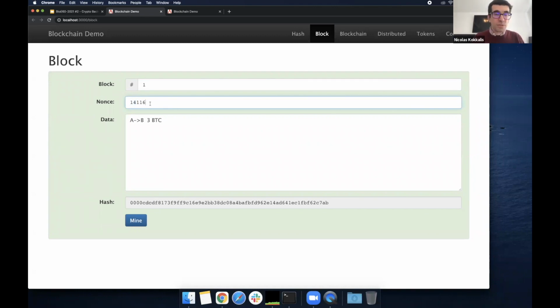If I was doing it manually, it would have taken us forever, but thankfully the software did it faster than us. So imagine that when I was at 14, 11, 15, it would not have been what we want. And then when we tried 16, all of a sudden the hash starts with many zeros, and we are very happy we mined the block. This is a valid block.